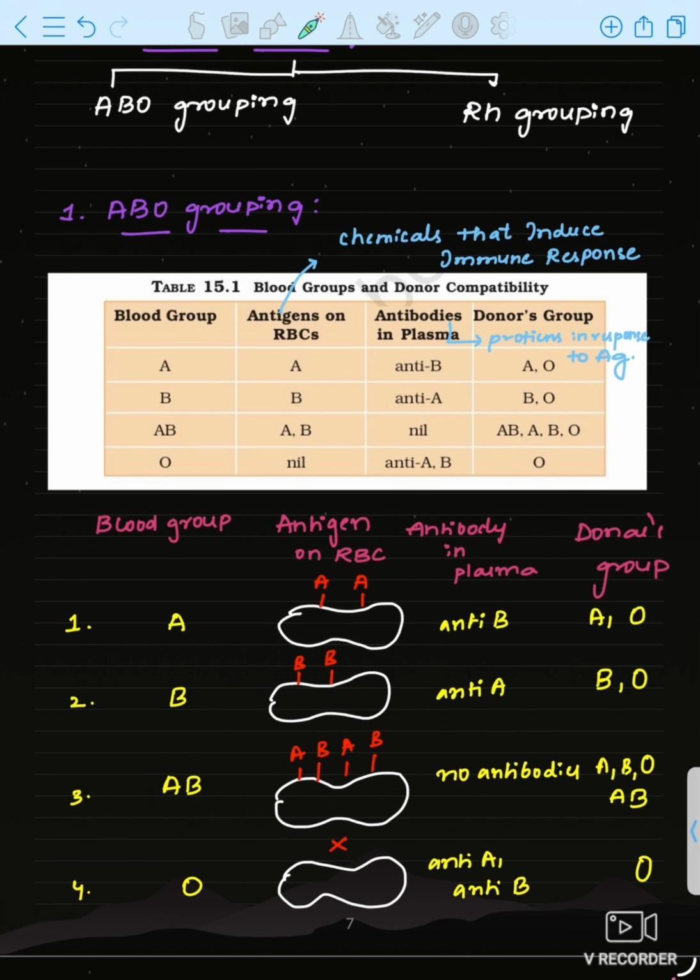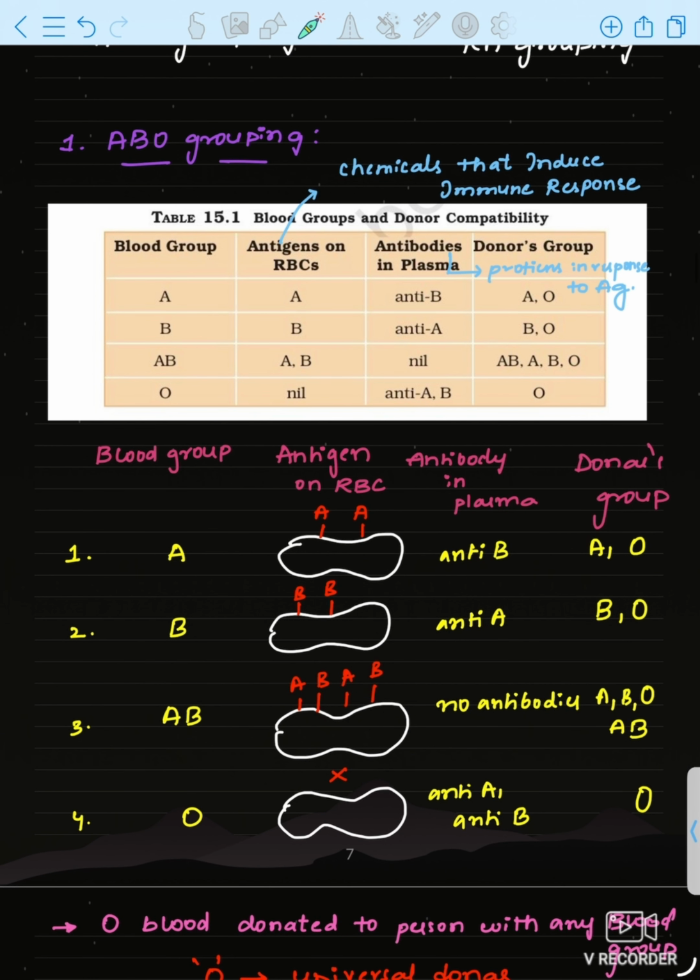Now see, our blood group is A blood group and the antigens are A, so the opposite antibody will be produced in the plasma. A antigen, A blood group, so anti-B; B antigen, B blood group, so anti-A. Now A antigen is there, B antigen is there, all the antigens are there. What antibody will be there?